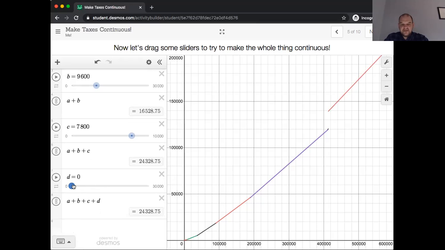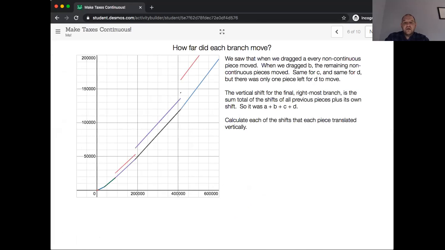And now we have to fix this gap. I'm going to move it until it's roughly there, and we get 4,328.75. When we did it mathematically, we got 43630.95. We created this continuous function, which was our goal. So it's pretty neat that it works.